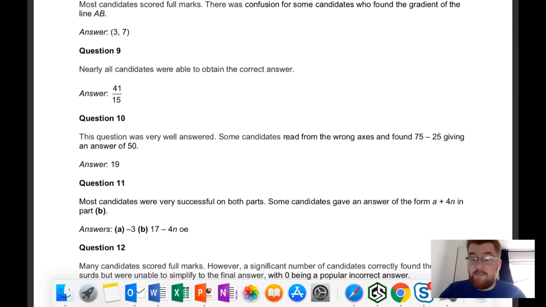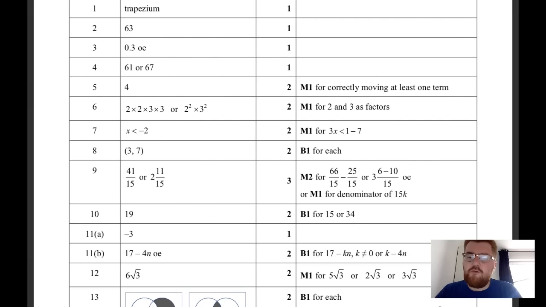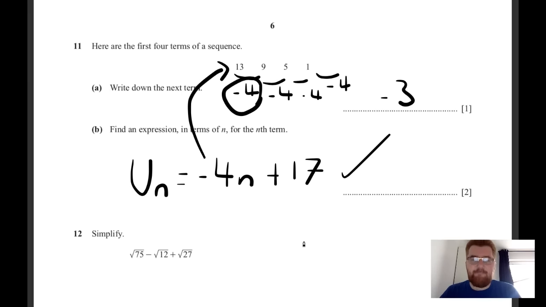But lots of people are doing very well on this paper, so it puts a bit of pressure on all students to get as many marks as they can.